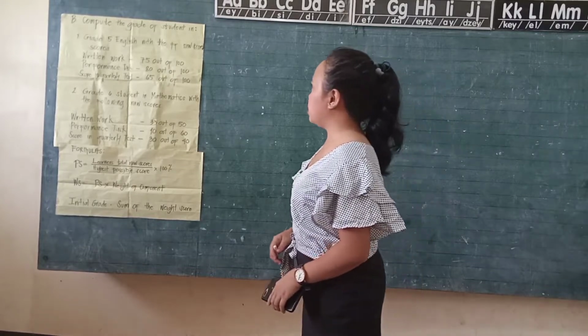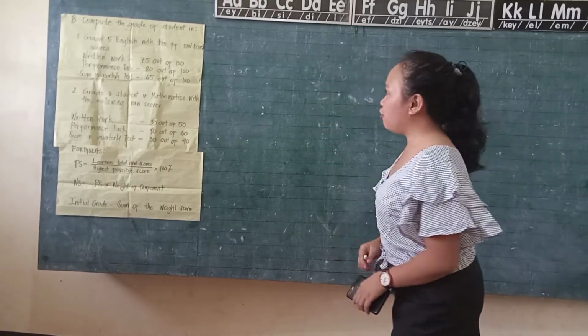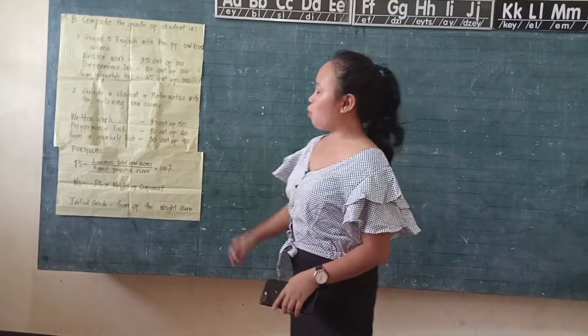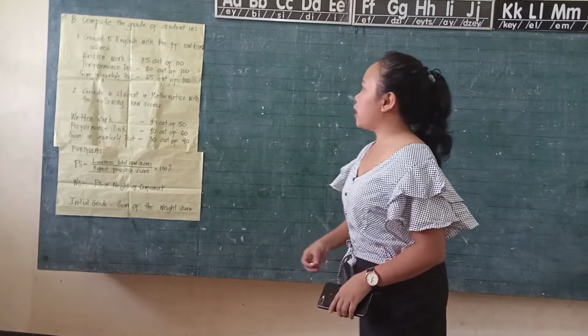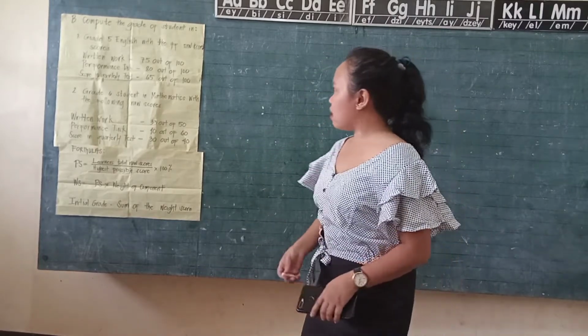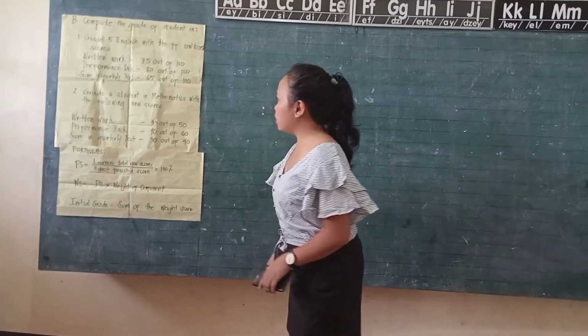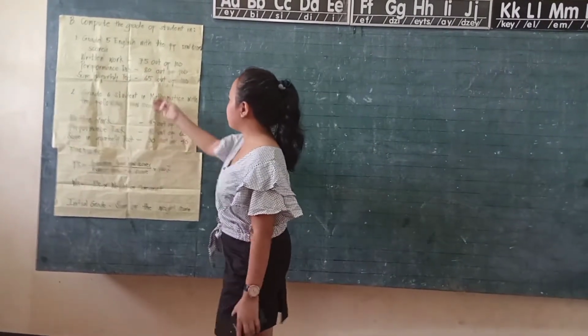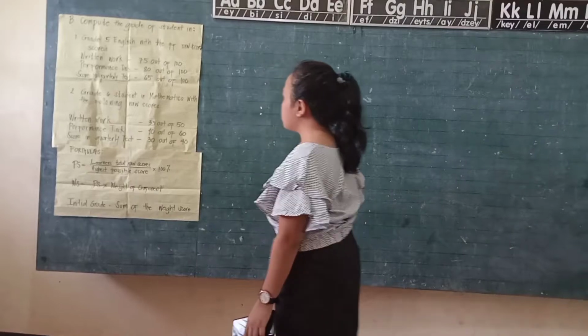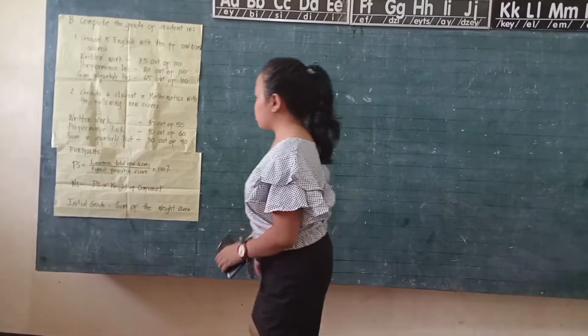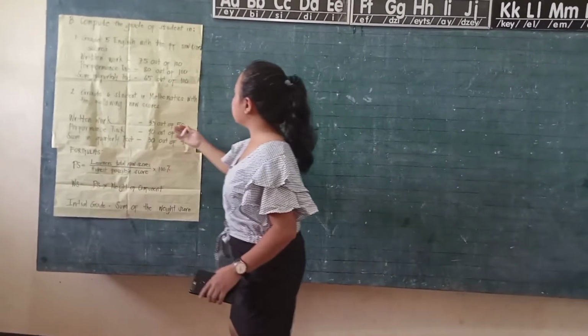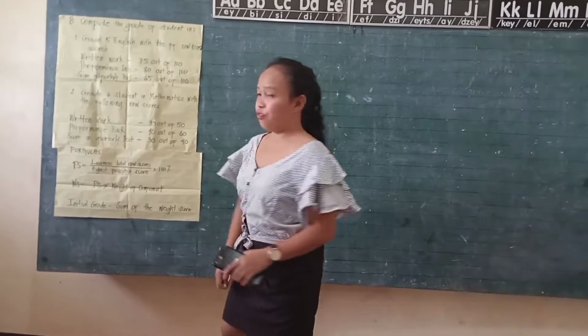Compute the grade of the students in number 1, grade 5 English, with the following raw score. Written work, 75 out of 100. Performance task, 80 out of 100. Score in quarterly test, 65 out of 100. So, we are going to use this formula in order to get the grade of the student.